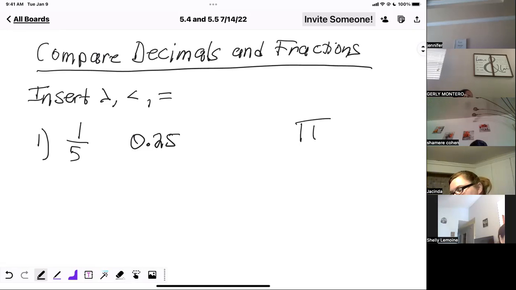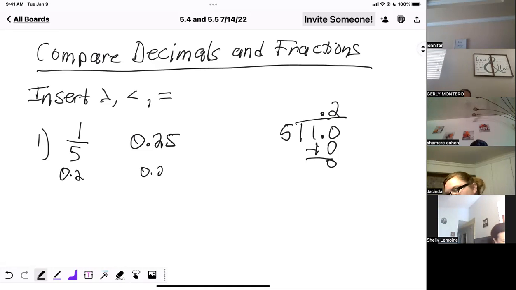So 1 divided by 5, you can also multiply it by 20 to figure out what it is, but I'm just going to do dividing. All right, this one's going to be sort of kind of nice. So this one is 0.2 and this one is 0.25. So which one's bigger? 0.25. So 0.2 is less than 0.25.